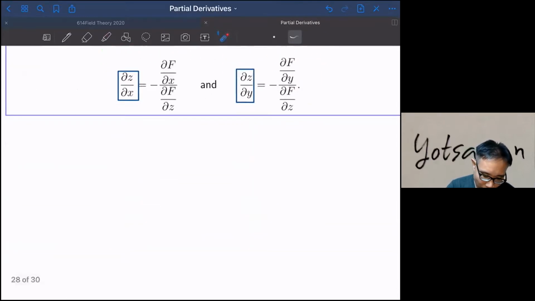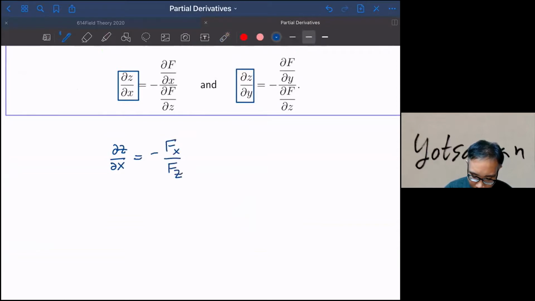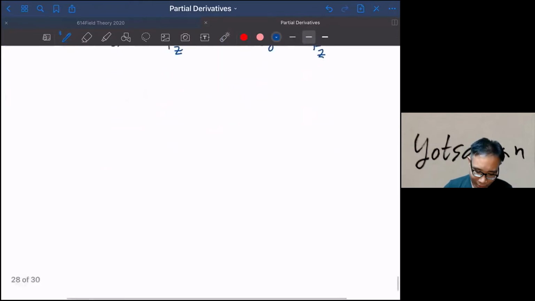Normally we memorize this one as dz/dx equal to negative Fx over Fz, and you have dz/dy equal to negative Fy over Fz. So it's going to be just two formulas to memorize. So this is how we differentiate the function implicitly. Let's do one example.